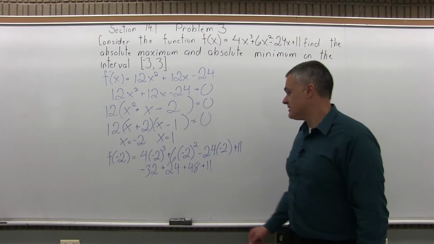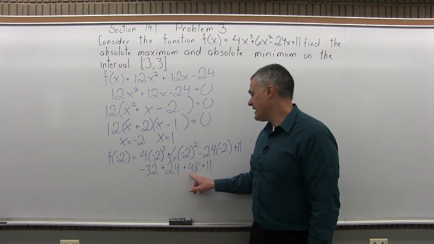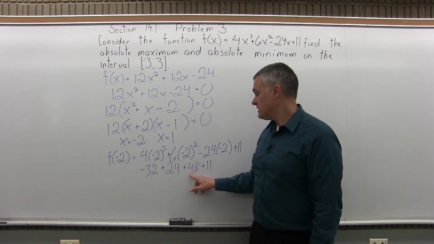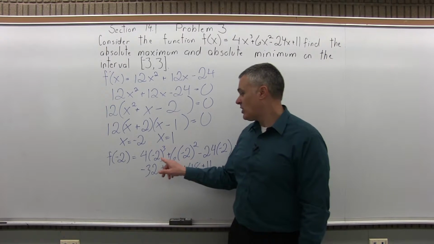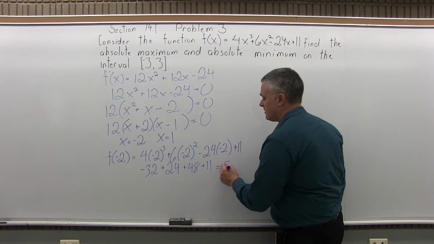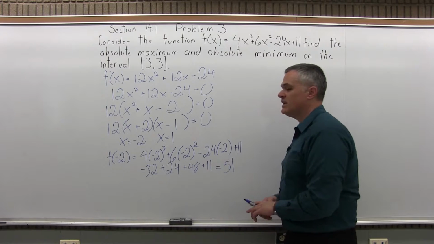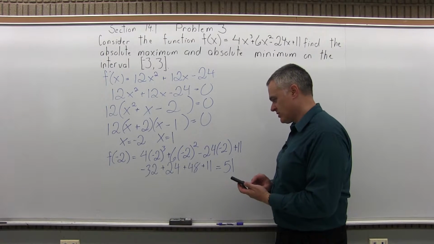So my positives, 24 and 48 are 72. 72 and 11 is 83. Positive 83 and negative 32 should give me a positive 51. I can check that with the calculator just to make sure, though.